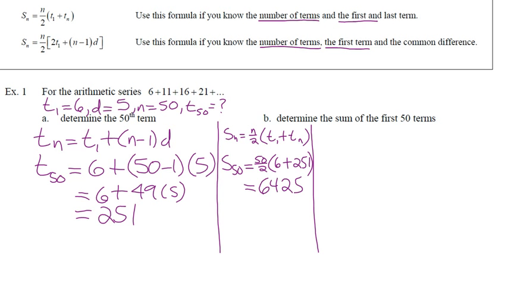Just like it says, use this formula if you know the number of terms, first and last term. How do you know the number of terms though? How do you know there's not more than 50? Sum of the first 50. So you don't know how many terms there are. There can be more than 50.